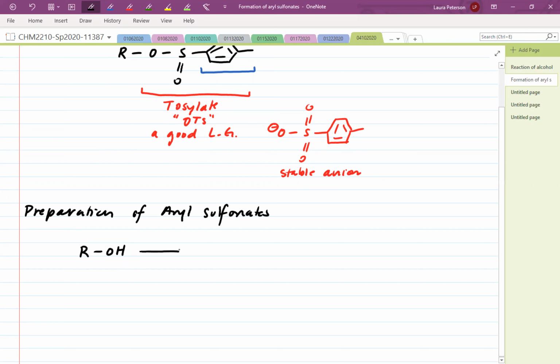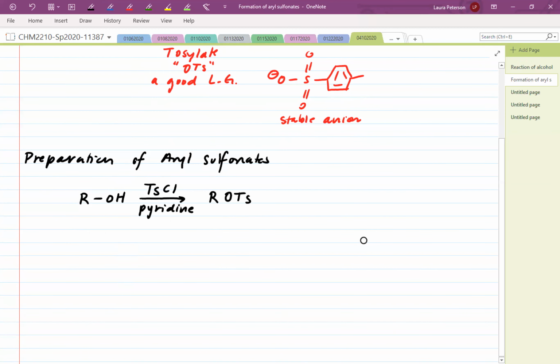The reagents that we're going to use here are something called tosyl chloride, and I'll give you its structure in a second, and then we need pyridine, which also acts as a base. So tosyl chloride and pyridine is going to give us ROTs, that whole structure we drew up above. So we have now made our tosylate.